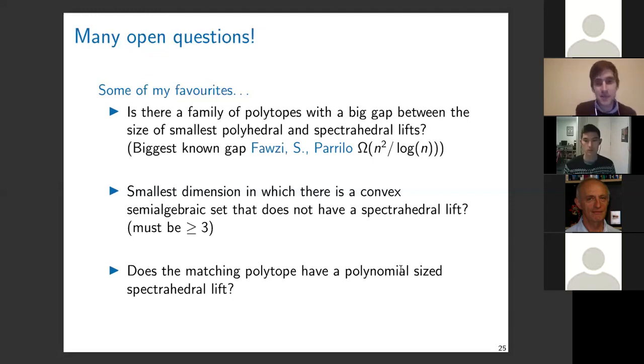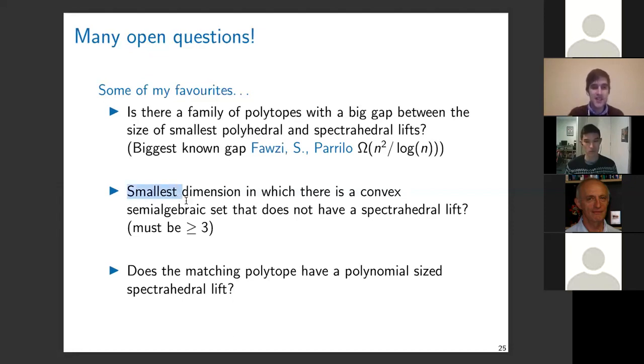So we discussed that for polytopes, you could consider polyhedral lifts, but you could also consider spectrahedral lifts. Spectrahedral lifts are a more powerful kind of language, so you could expect that spectrahedral lifts could, in general, be smaller than polyhedral lifts. So we could ask, can we find a family of polytopes where there's a big gap between the size of the smallest polyhedral lift and the smallest spectrahedral lift? The biggest gap we know at the moment is actually not that big. It's growing, but it's not that impressive. We'd imagine there might be cases where there's an exponential gap, but we don't know any such examples.